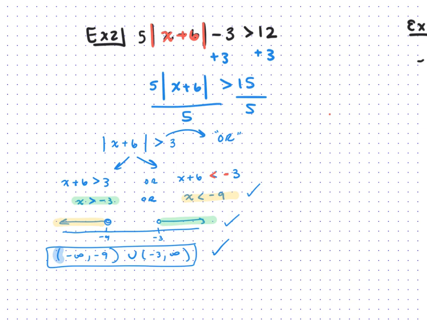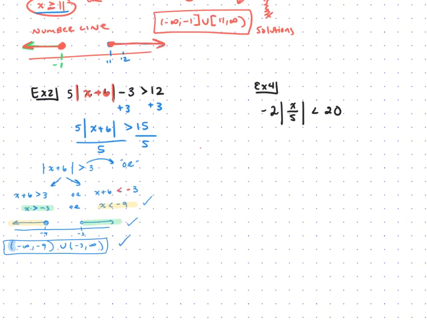So if you tried -7 and plugged it in, it wouldn't work. The left side would not be greater than 3. All right, 2 more.